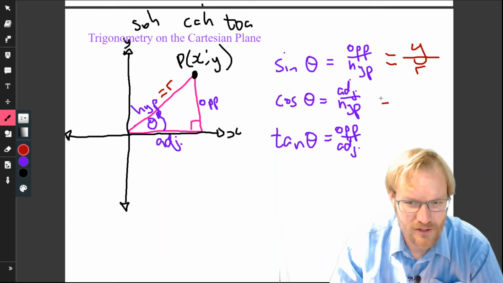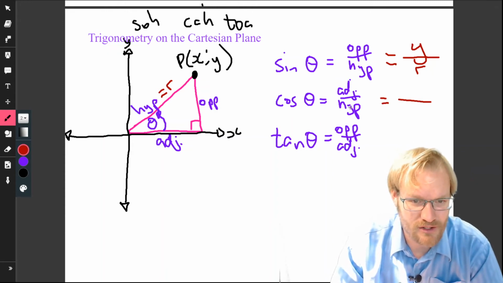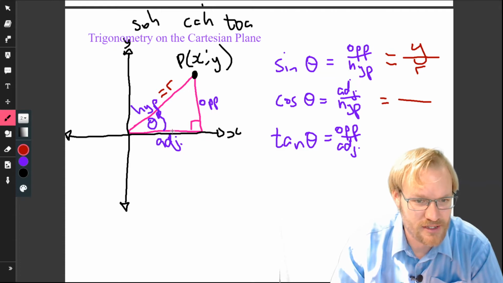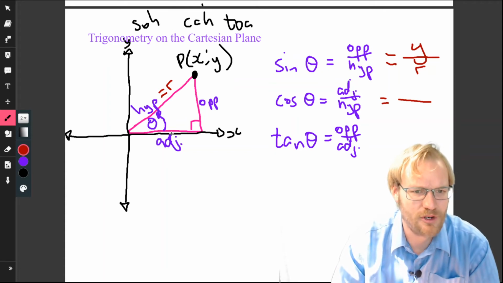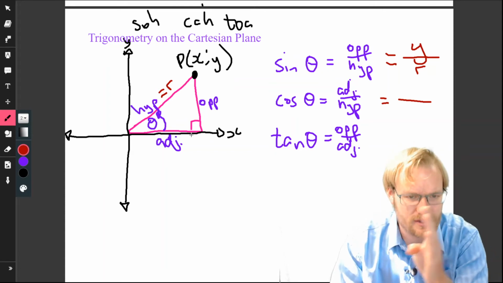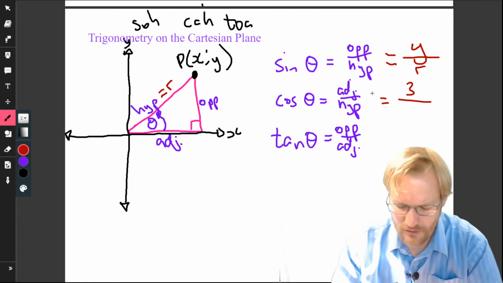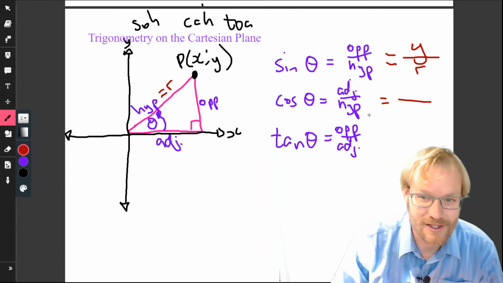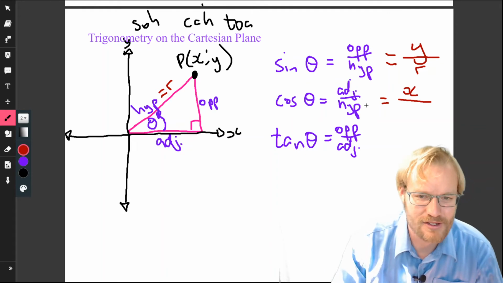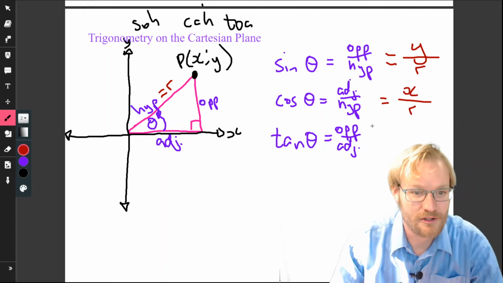Cos theta. Cos theta is adjacent over hypotenuse. Adjacent, well, that relates to how far along the x-axis we've got. It's this x value. Can you imagine point P were 3 across? Then this distance would be 3. So it's 3 hypotenuse. No, it's not 3. Sorry, that was my example. It's the x value. And the hypotenuse is r.